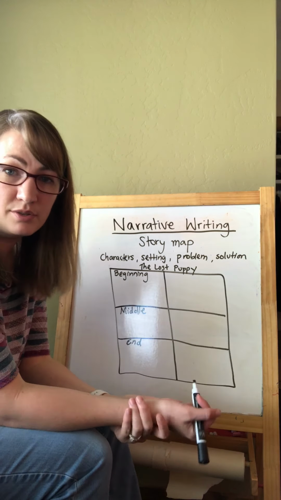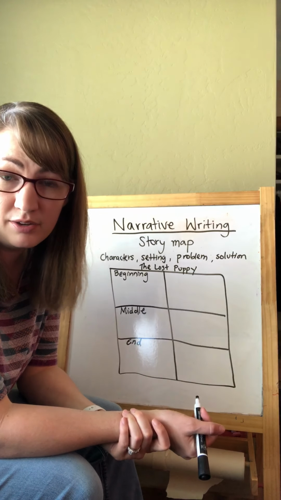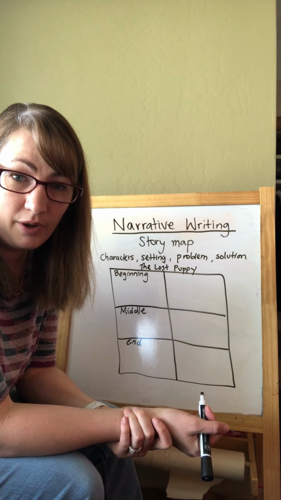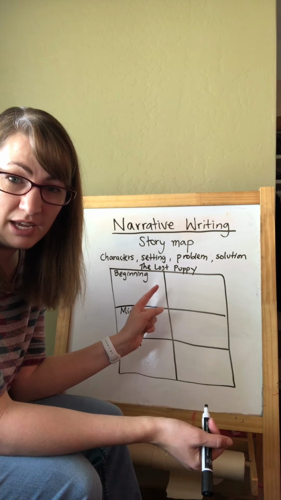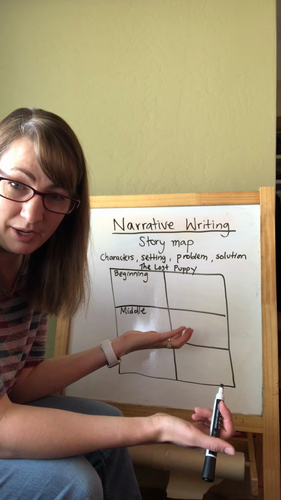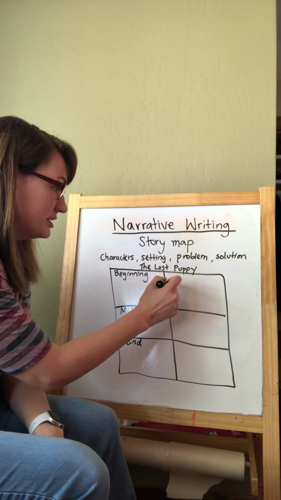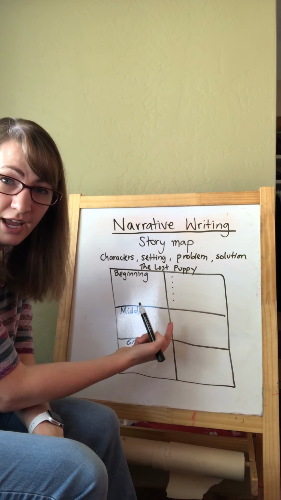Okay, so in this story map, it's kind of fun because you can actually draw pictures to help tell your story. Okay, so in the beginning of the story, I'm just going to make up a story called The Lost Puppy. Okay, so in the beginning of the story, I'm going to put some keywords of things that I want to have in the beginning.